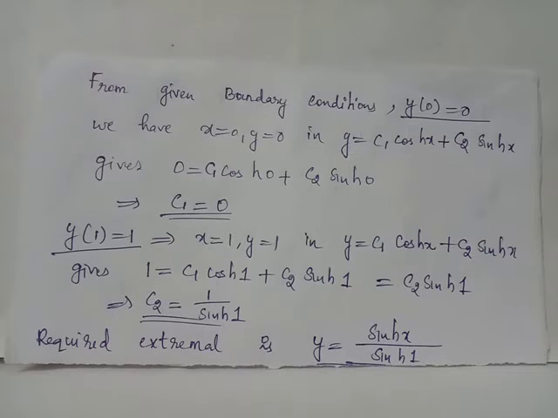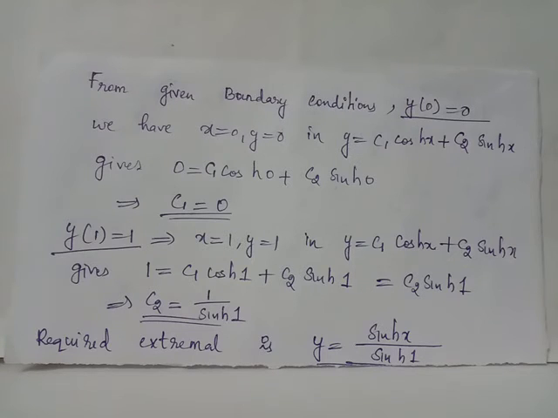We have y of 0 equals 0, from where we have x equals 0 and y equals 0. When substituted in the expression y equals c1 cos hx plus c2 sin hx, we get 0 equals c1 cos h0 plus c2 sin h0. We have sin h0 equals 0 and cos h0 equals 1. Therefore we have c1 times 1 equals 0, from where we have c1 equals 0.